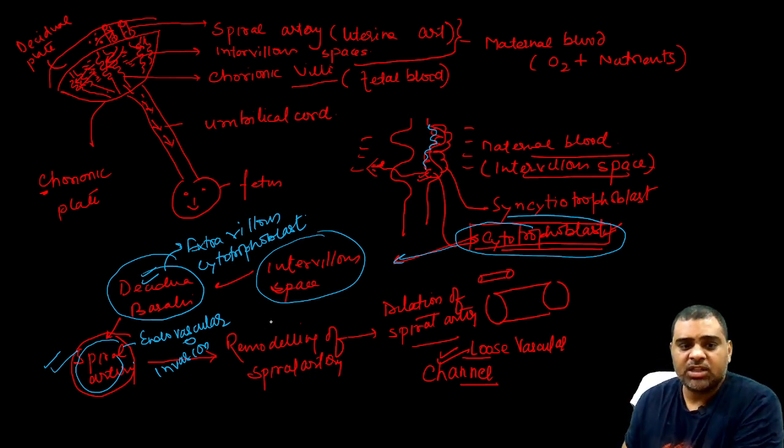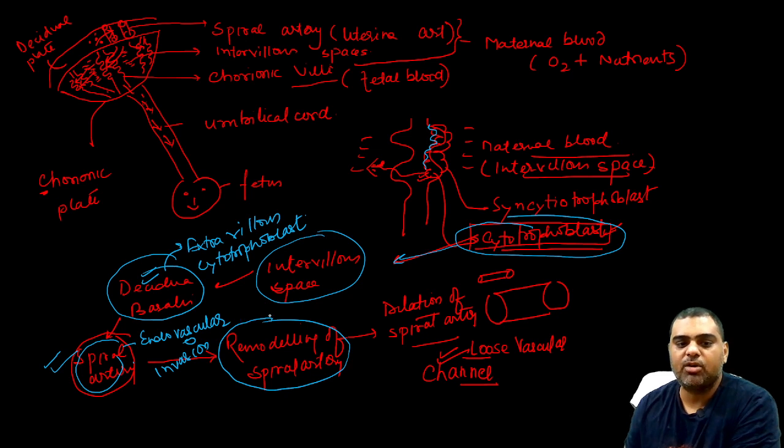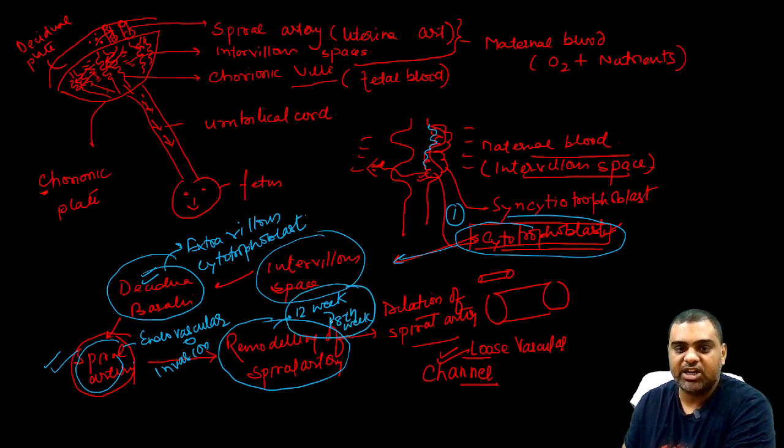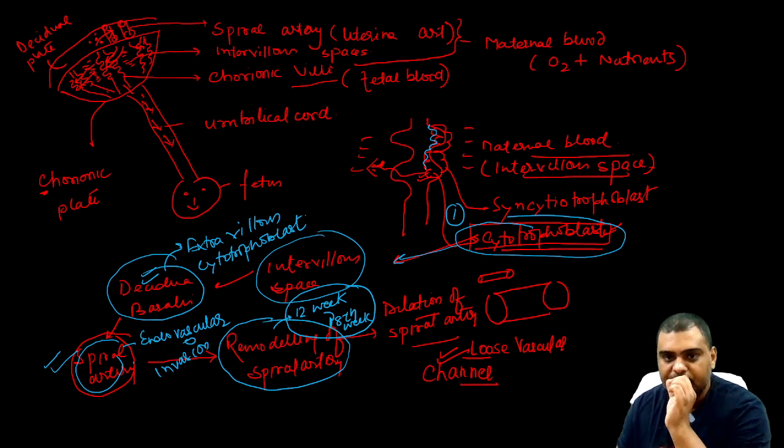And then it causes remodeling of the spiral artery. Now, a question has been asked: remodeling of the spiral artery is done by the cytotrophoblast, not the syncytiotrophoblast. Second, it starts at the 12th week and ends at the 18th week. Therefore, all the parameters of preeclampsia, eclampsia, and gestational hypertension are taken after the 18th week, that is, the 20th week.